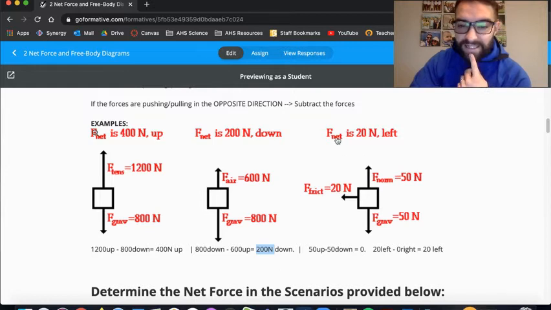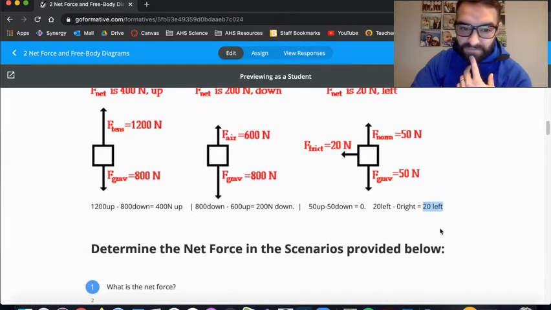And this one, okay, F normal is another way of saying that support force. And then F gravity, okay, are canceled out. So this object is at rest on the floor. But then we see we have friction at 200 newtons going left and no force going right. So that means we're going to have 200 newtons of net force to the left.